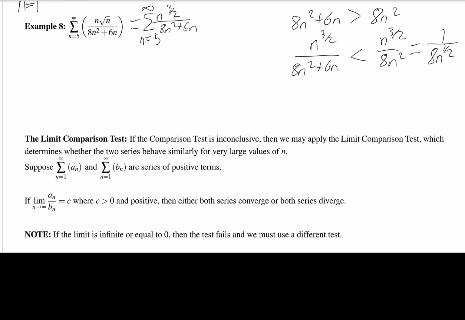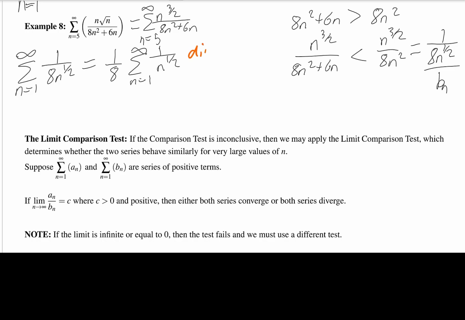And so our issue here is that this b sub n we've created, when we look at this, we'll have 1 over 8n to the 1/2. So this is 1/8 times the sum from n equals 1 to infinity of 1 over n to the 1/2. And this diverges by our p series.